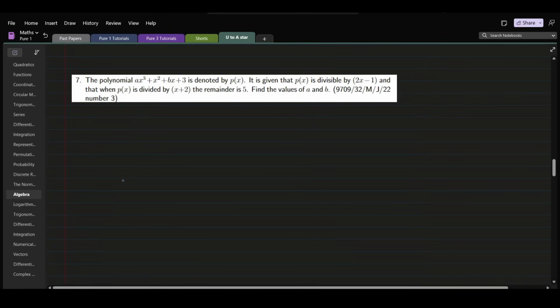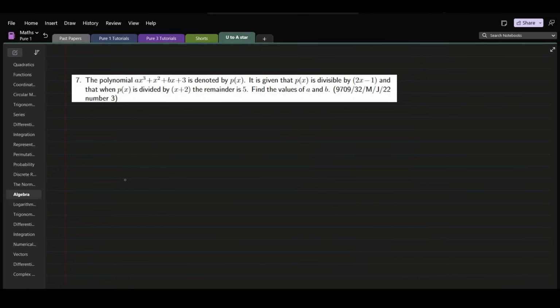The polynomial ax cubed plus x squared plus bx plus 3 is denoted by p of x. It is given that p of x is divisible by 2x minus 1, and that when p of x is divided by x plus 2, the remainder is 5. Find the values of a and b. So we're given that p of x is divisible by 2x minus 1. So using the factor theorem, this means that p of half is equal to 0.